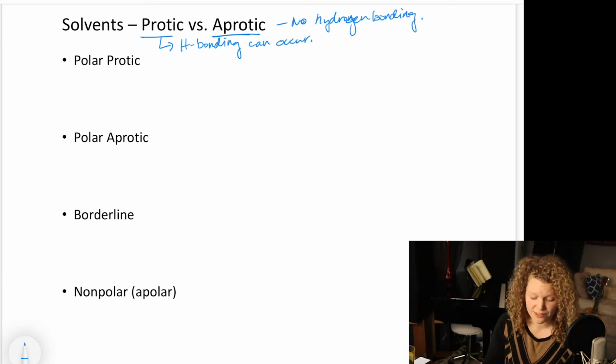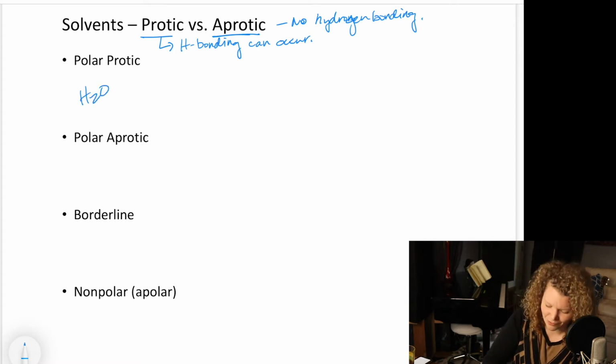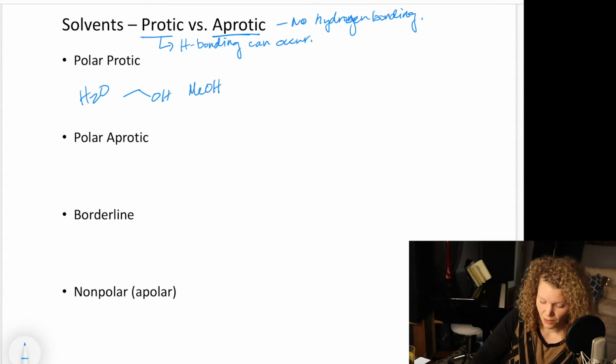For polar protic solvents, these are some of what we already talked about. Water is a great polar protic solvent. You can think of any of your alcohols that you've used before. Formamide and formic acid are also considered polar protic solvents.